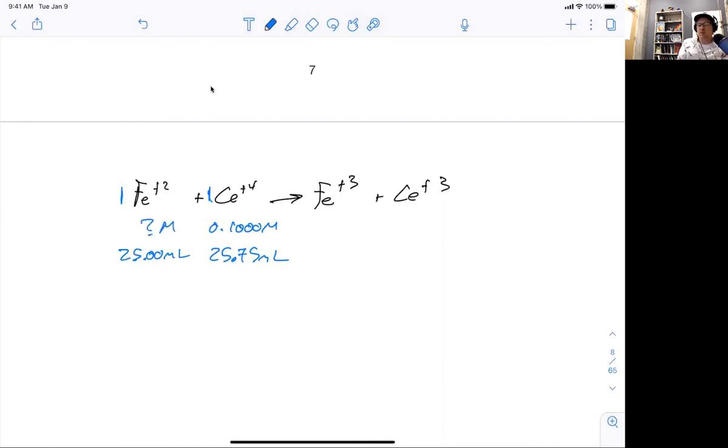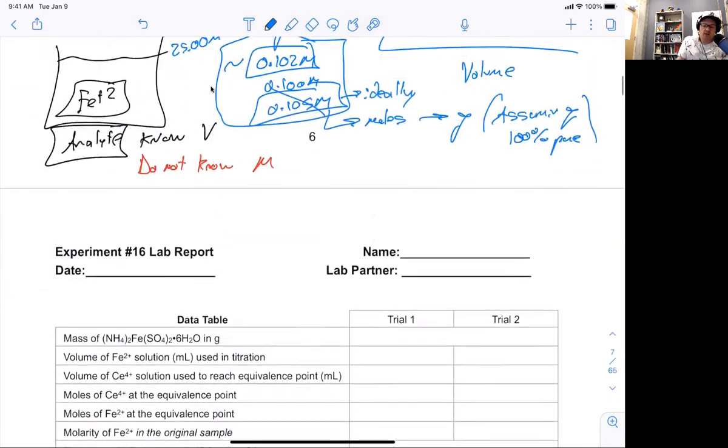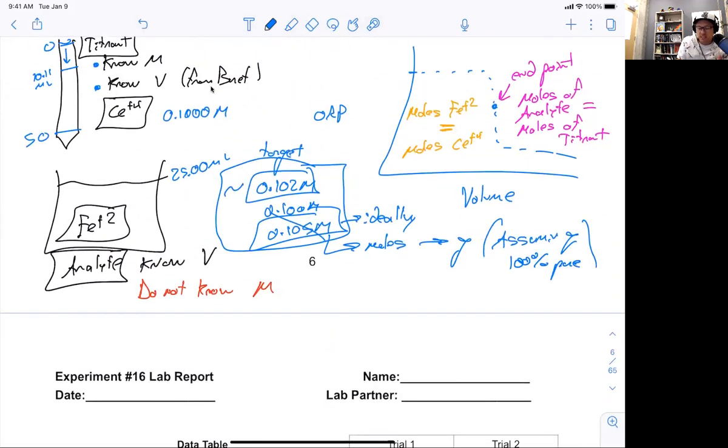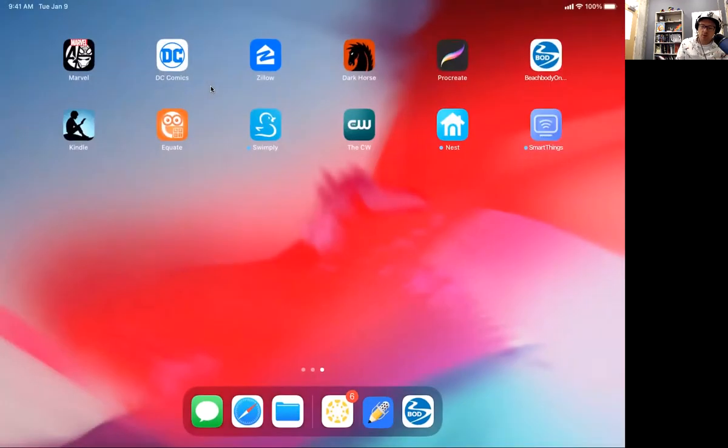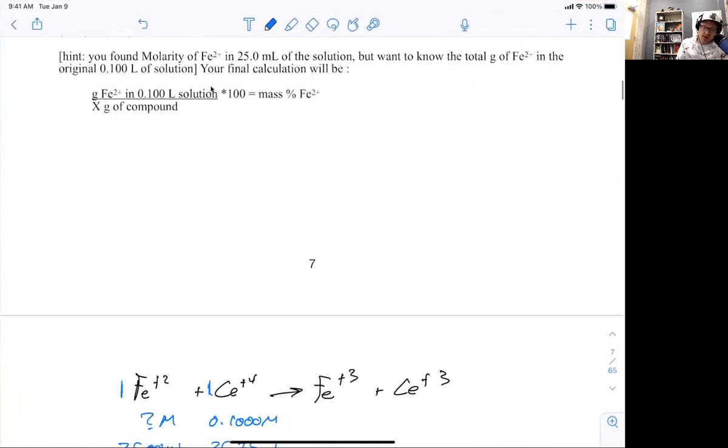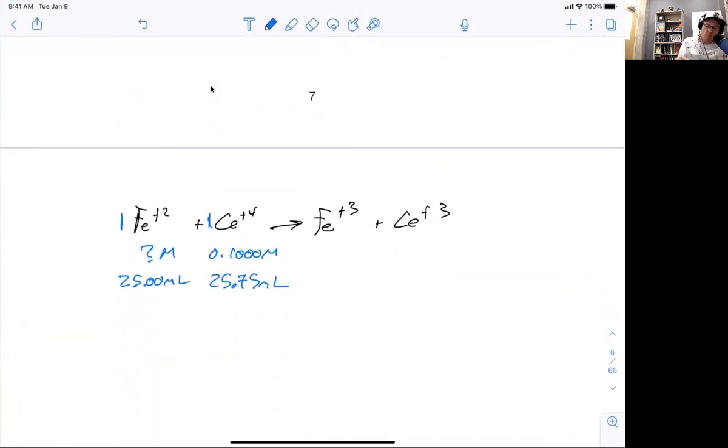Some people are going to be tempted to say, well, I know the molarity. I measured it out. This is, again, assuming 100% pure. We're testing the purity, so we can't make that assumption. So you've got to actually go from the data that you know to find the molarity. So look, we know the reaction is 1-to-1. We know more about the cerium.